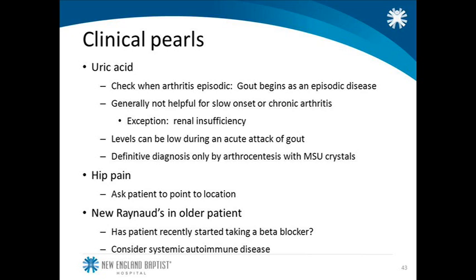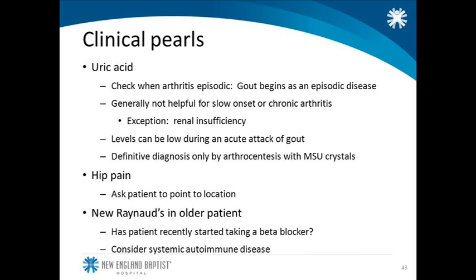Asymptomatic hyperuricemia should not be treated. It's only treated if it is associated with episodes of gout. In a patient with hip pain, I always ask the patient to point to the location. They can mean anything from true groin pain, which is usually an indication of hip pathology, to lateral hip pain, which may be due to a bursitis, to buttock pain, or to low back pain.